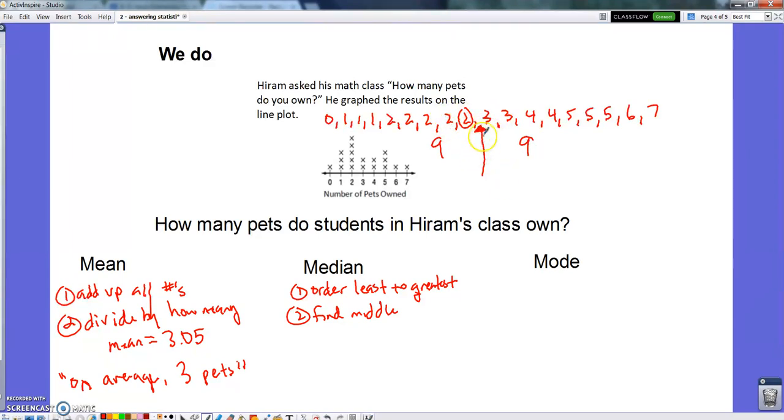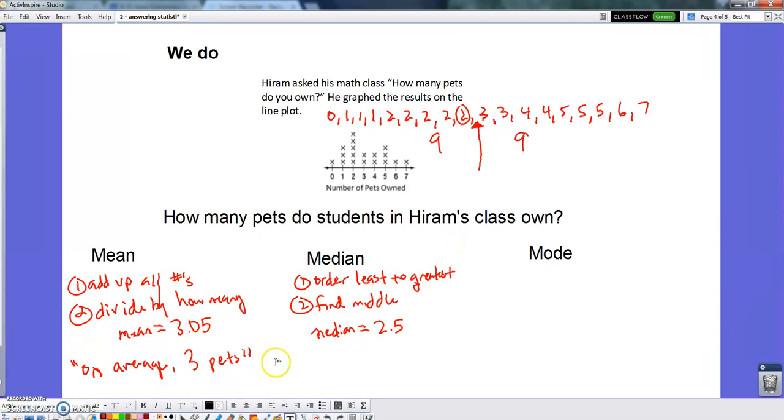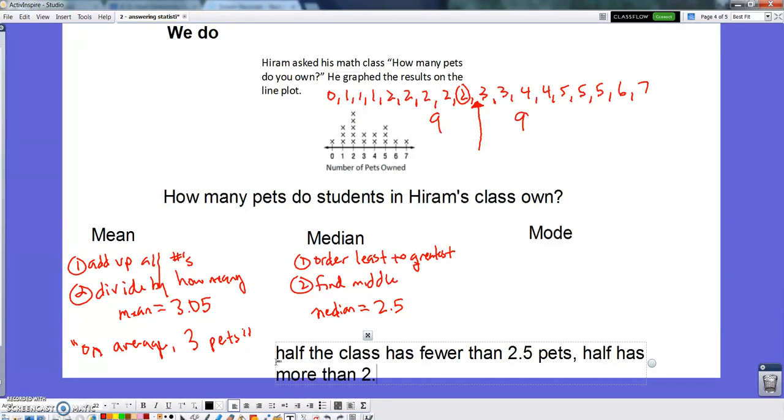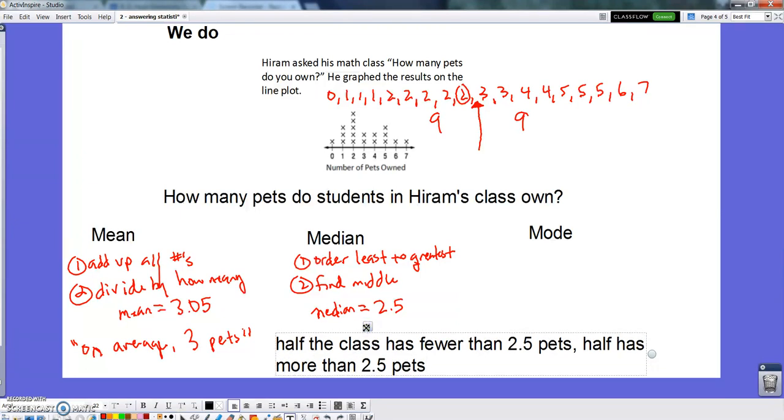And so what I do, if it's not a certain number, I look halfway between the 2 and the 3. So I would say here the median is 2.5 pets, which is kind of weird to say, because again, nobody has 2.5 pets, but it's still a good answer to the question. What that means is half the class has fewer than 2.5 pets, half has more than 2.5 pets. That's what the median tells you. It tells you kind of the middle point. Half have more than this, half have less than this.